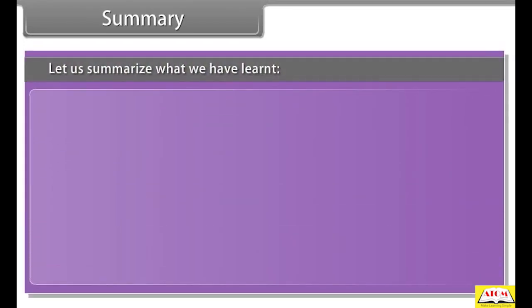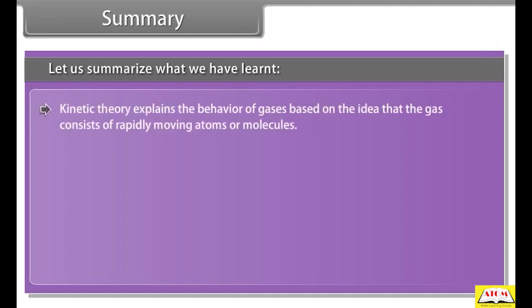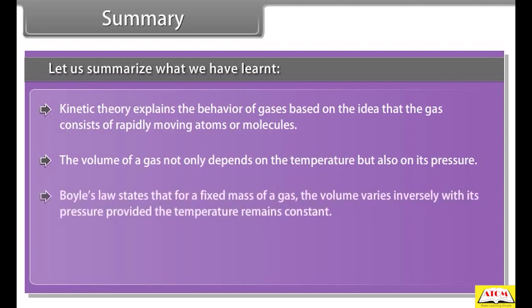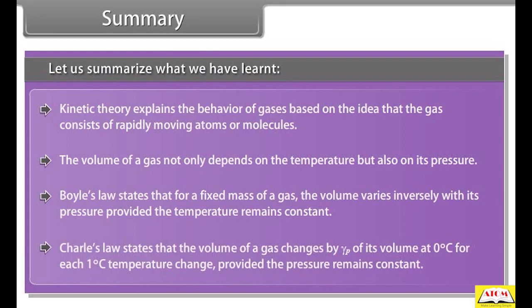Summary. Let us summarize what we have learned. Kinetic theory explains the behavior of gases based on the idea that the gas consists of rapidly moving atoms and molecules. The volume of a gas not only depends on the temperature but also on its pressure. Boyle's law states that for a fixed mass of a gas, the volume varies inversely with its pressure provided the temperature remains constant. Charles' law states that the volume of a gas changes by gamma P of its volume at 0 degrees centigrade for each 1 degree centigrade temperature change, provided the pressure remains constant.